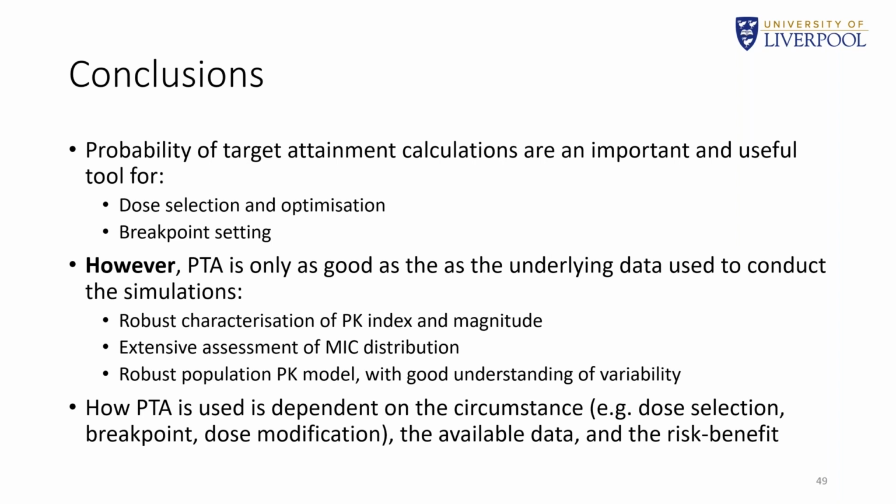We need a really extensive assessment of our MIC distribution and a robust population PK model, so that we have a good understanding of variability. And there's no hard and fast rules on how we use PTA and what target we actually want to achieve. It's really dependent on the circumstance, whether it be dose selection, breakpoint justification, or dose modification. It also depends on what data we had available for the choice at the time, and also the risk-benefit profile.